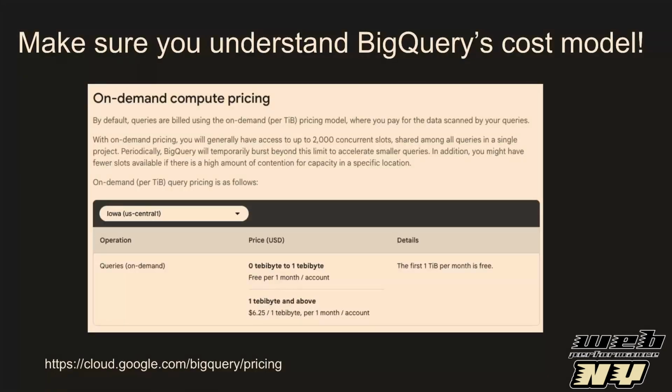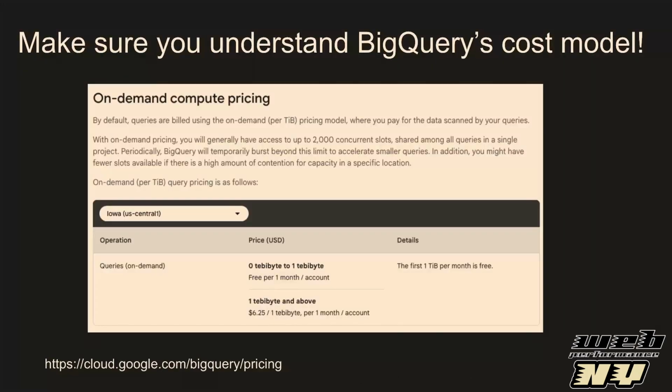So it's really important to understand BigQuery's cost model. There are two cost models. The most common one is on-demand pricing. The first terabyte is free, and every terabyte afterwards is $6.25. So ironically, what this also means is that writing more efficient queries saves you money. Not only will it be faster, but it will save you money.